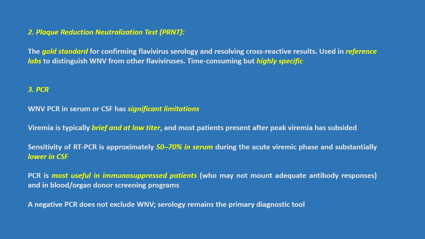Number 3, PCR. West Nile virus PCR in serum or CSF has significant limitations. Viremia is typically brief and at low titer, and most patients present after their peak viremia has subsided. Sensitivity of RT-PCR is approximately 50 to 70% in the serum during the acute viremic phase and substantially lower in the CSF. PCR is most useful in immunosuppressed patients and in blood organ donor screening programs. A negative PCR does not exclude West Nile virus. Serology remains the primary tool.